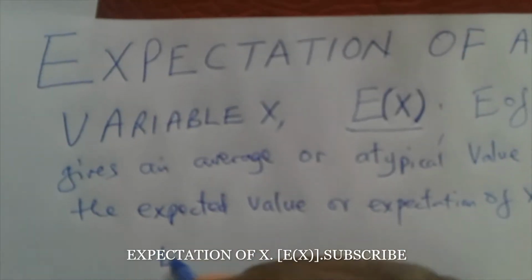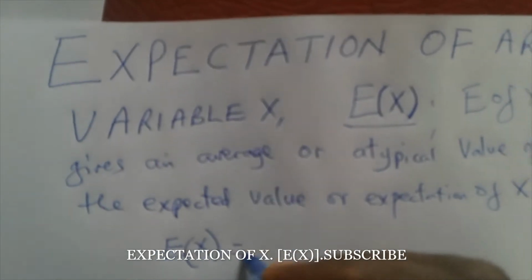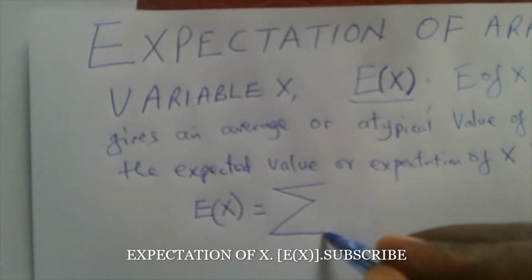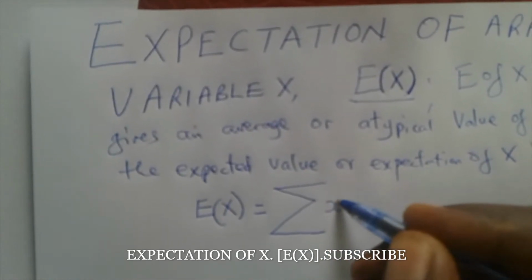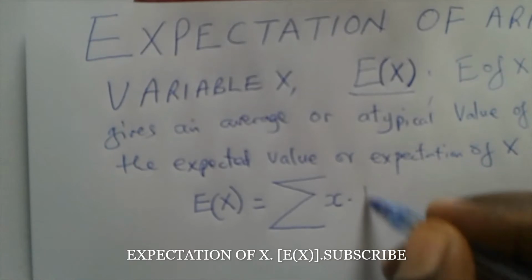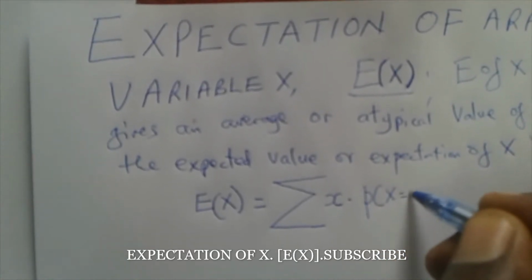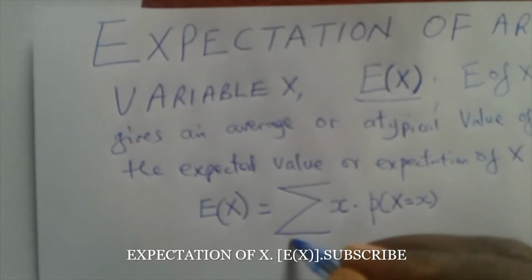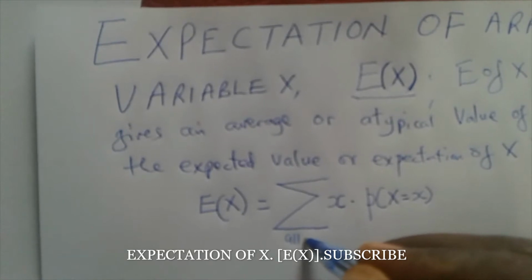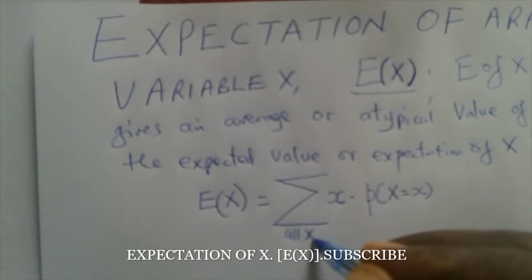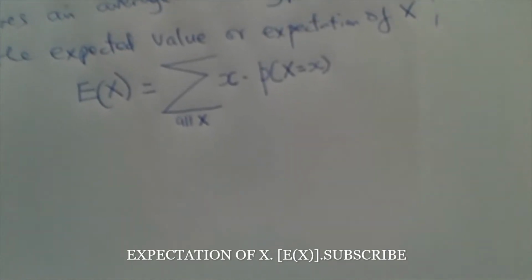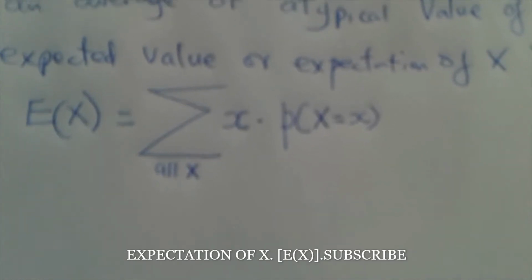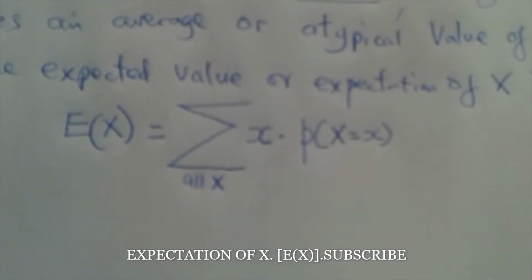Mathematically, we denote that expectation of X using the formula that it is the summation of x multiplied by the probability of a random variable X equaling a specific value x, taking up all values of x. For all values of x, the expected value of X, or the average, is given by this formula.